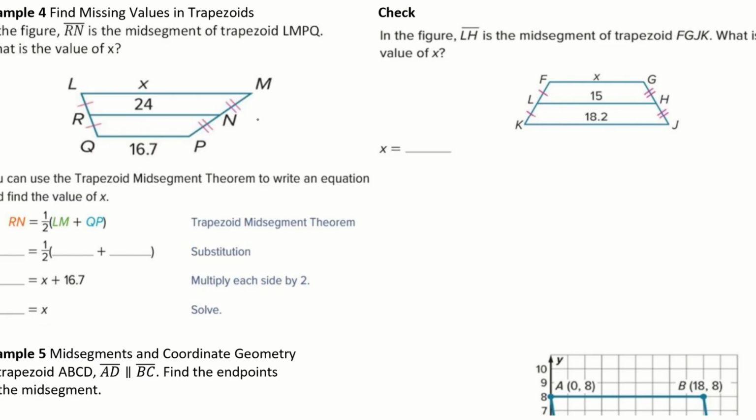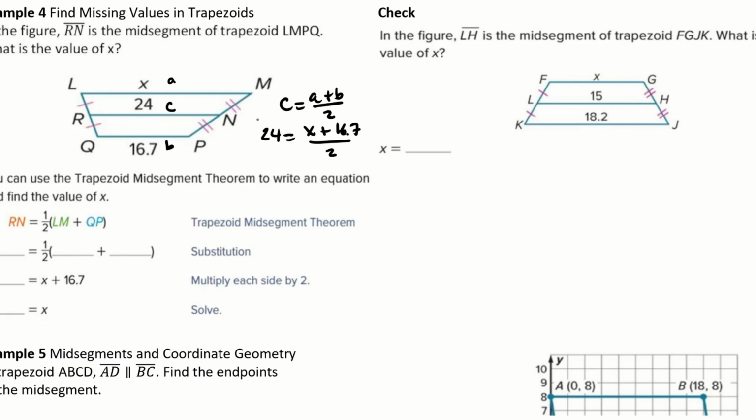Well, we know that this is our quote-unquote A, this is our quote-unquote B, this is our quote-unquote C. So we get C is A plus B over 2, based on what I said. So then we can say, okay, well, C is 24, and A is X, and B is 16.7, over 2. And then we can solve this for X. That's what we're doing.